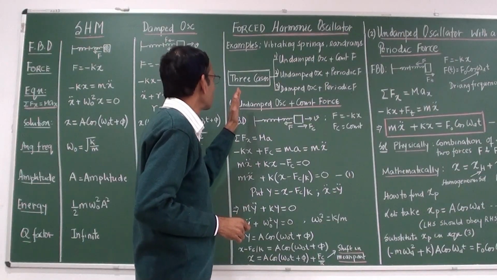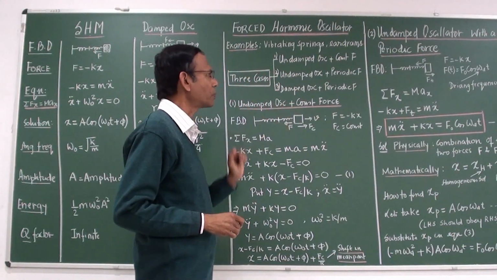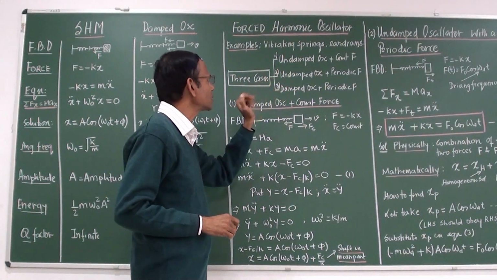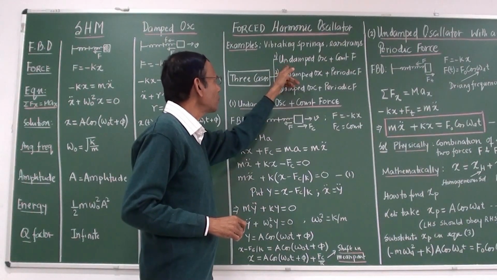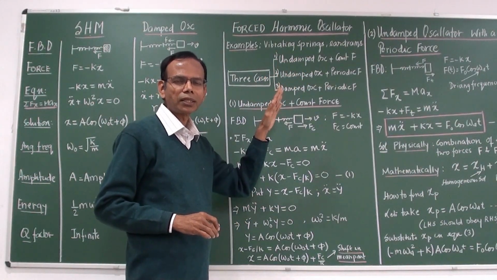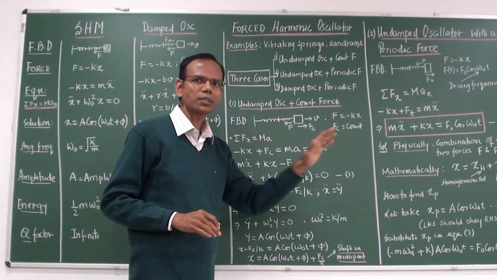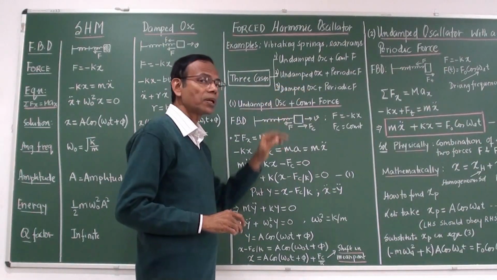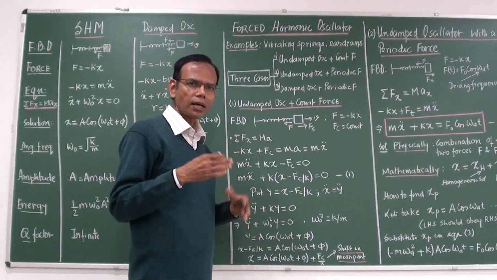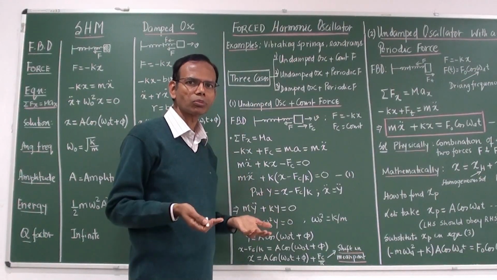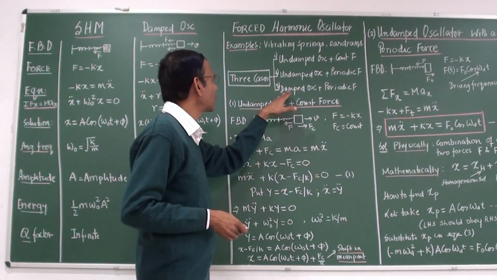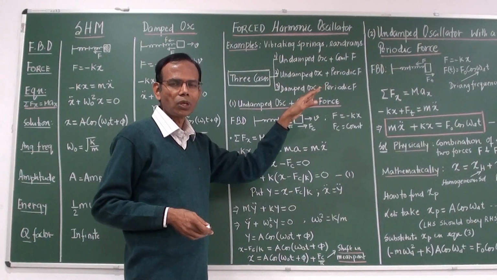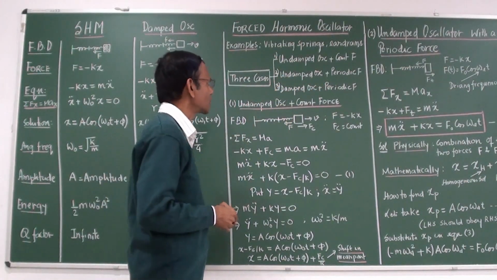So let us see. Here the whole of this topic is divided into 3 different cases. What are these 3 cases? The first is undamped oscillator plus constant force. That means simple harmonic motion and there is a constant force that is being applied. Second is undamped oscillator plus periodic force. Periodic means some harmonic force like F0 cos omega t, something like this. Third case is damped oscillator plus a periodic force. So these are the 3 cases we are going to study.